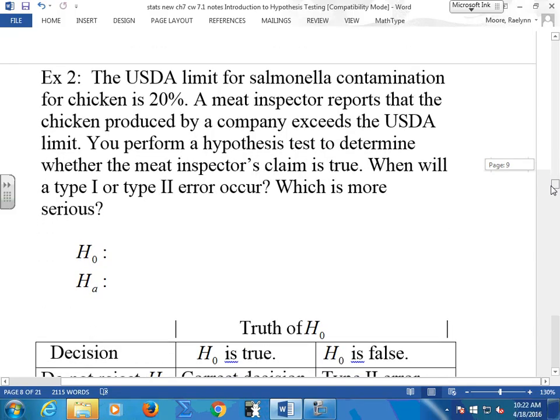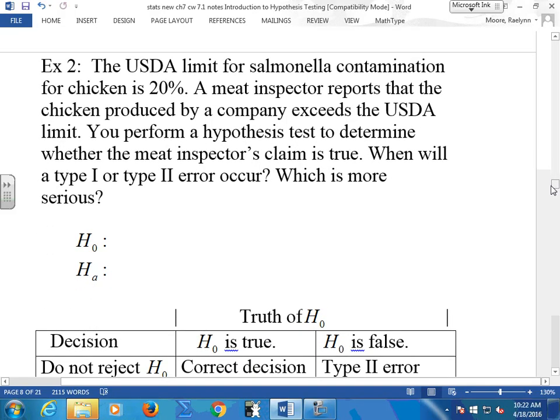I like this one. Let's work this one through. The USDA limit for salmonella contamination for chicken is 20%. So here's my claim.